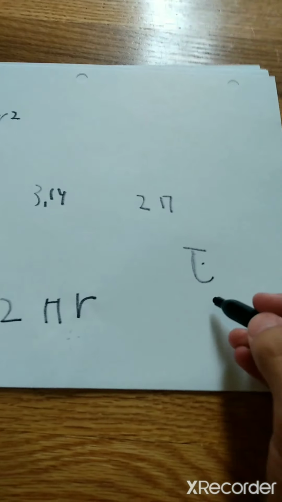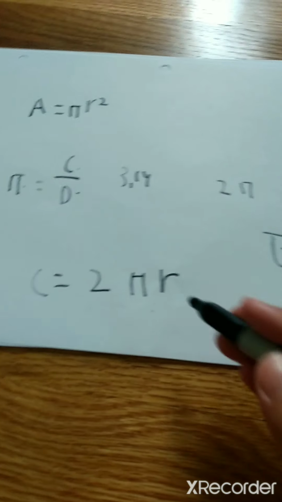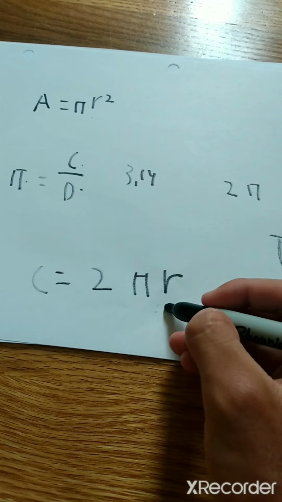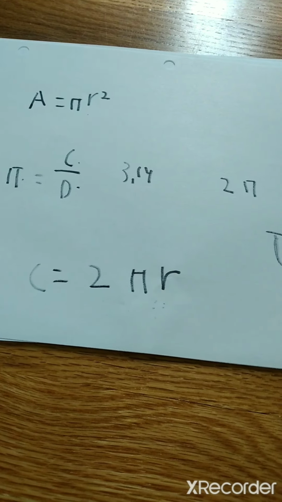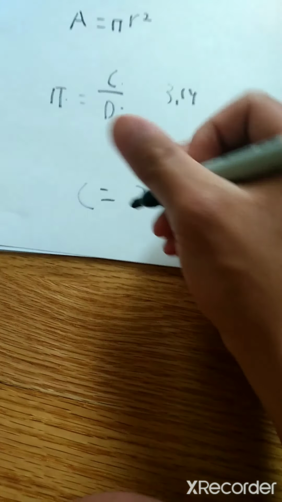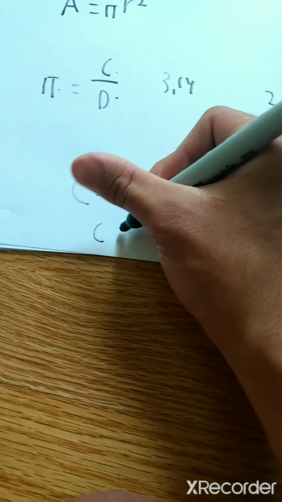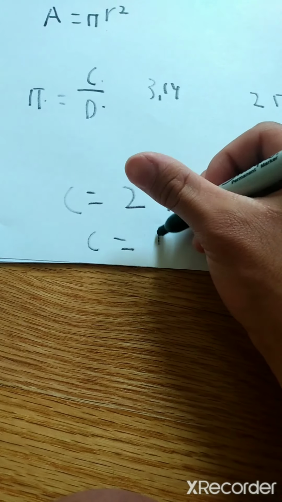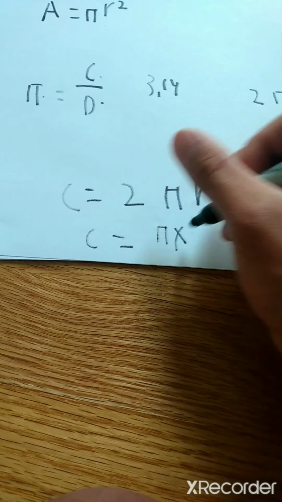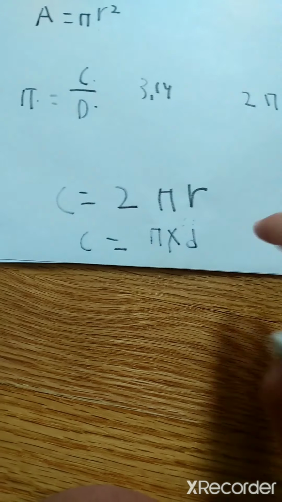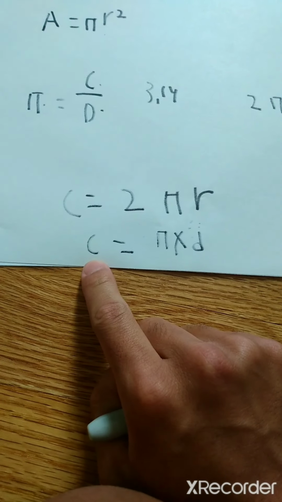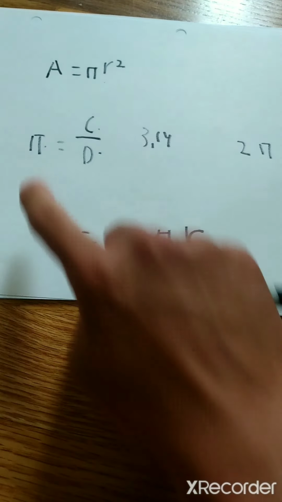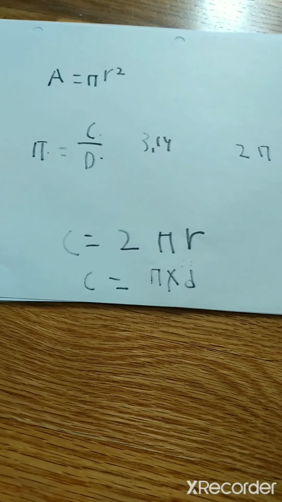But tau is actually more accurate than you think, because when you're doing pi and 2 times pi times r, that means you are working with the diameter. So the circumference is also going to be the same thing as pi times the diameter. That is another way we can calculate the circumference. Remember, the circumference is what's around the circle.